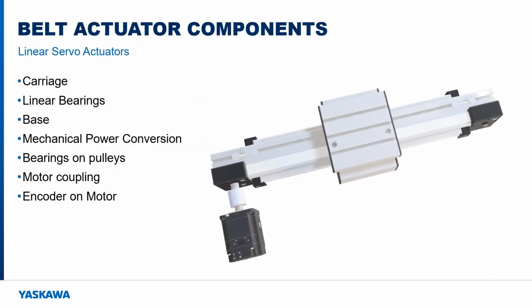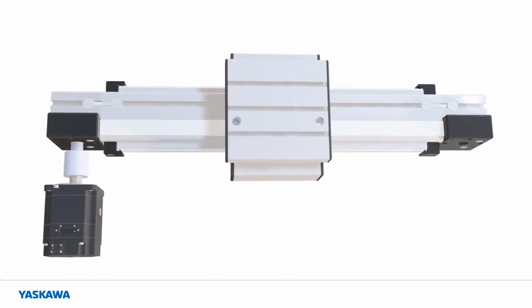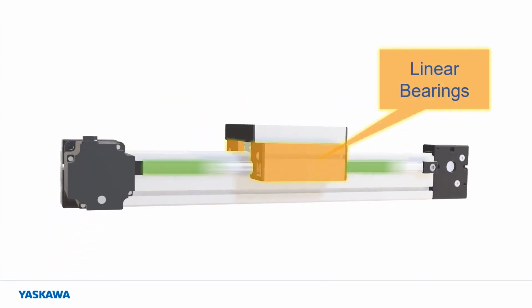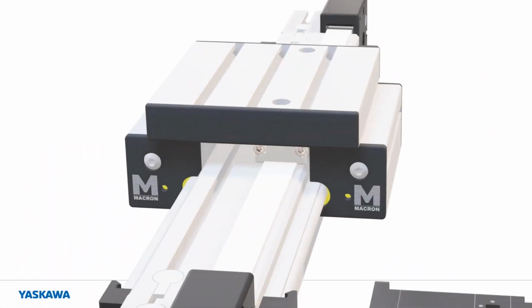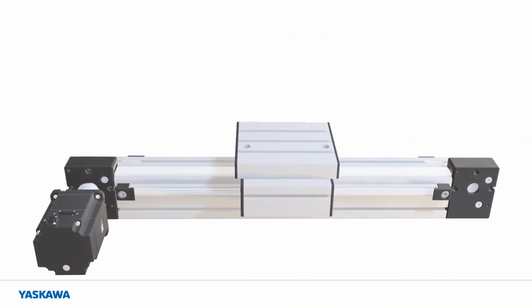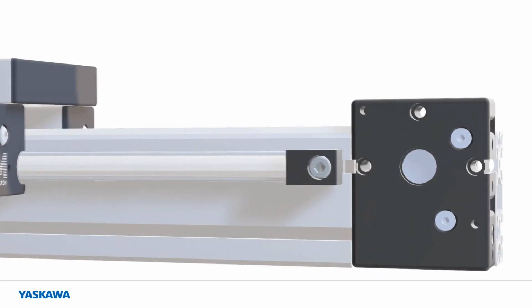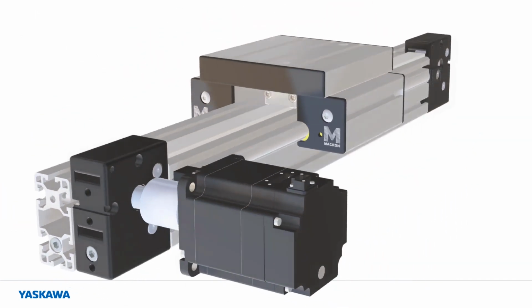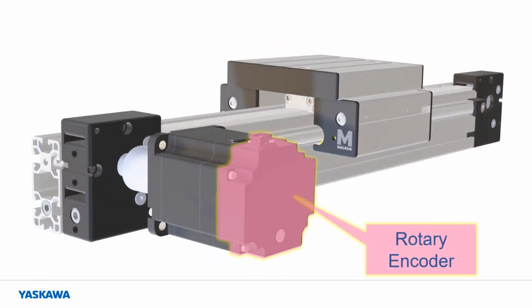Similarly, a belt actuator also has a carriage with linear bearings moving on rails. This carriage is driven by direct connection to a timing belt riding on two pulleys. The pulleys are held in place with bearings and connect to the motor with a flexible coupling. The encoder on the motor provides position feedback to the control system.